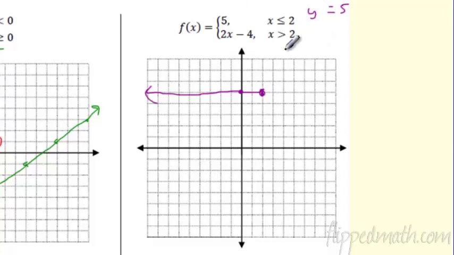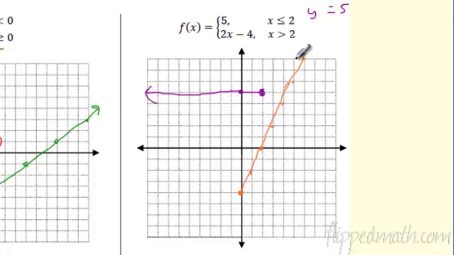Fantastic. Then everything greater than 2 is what? Well, it's this line. Again, I would just graph it. So it starts at -4. And I'm going up 2 over 1, up 2 over 1, up 2 over 1. So put these dots in here, and draw my line here.